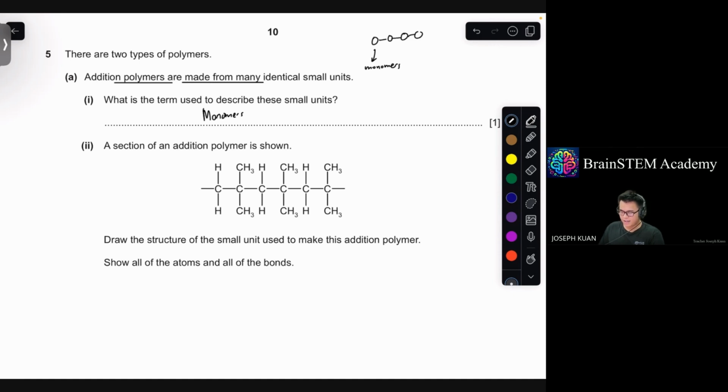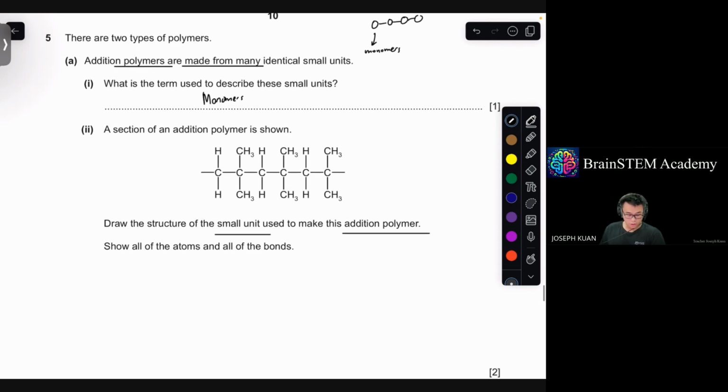Moving on to 2, a section of an addition polymer is shown. Draw the structure of the small unit used to make this addition polymer and show all of the atoms and all of the bonds. Okay, so this is an addition polymerization. In order for addition polymerization to occur, the monomers must usually be unsaturated hydrocarbons. They have to have unsaturated double bonds or triple bonds. Right, so with that said, how can we convert this back to a double bond?